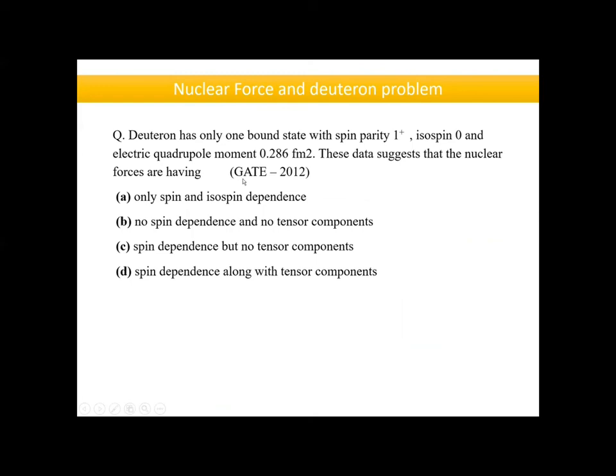So a question was asked in GATE 2012, which says that deuteron has only one bound state with spin parity +1, isospin 0, and electric quadrupole moment 0.286 per square. This data suggests that the nuclear forces are having. So from the previous slides, we can say that the option is D, that is spin dependence along with the tensor component.